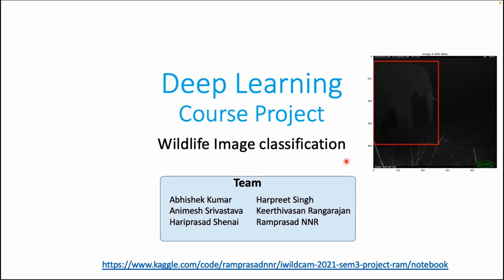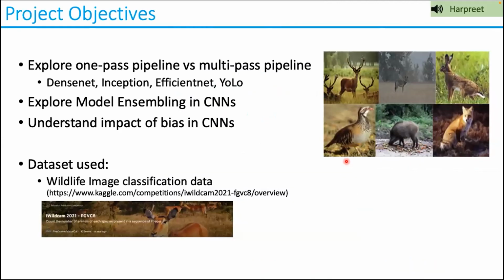This is the team 6 deep learning project, where we are taking the Kaggle project, wildlife image classification and counting the images. This is the Kaggle competition from iWildlife 2021. Harpreet will start. Let's move on to the next slide.